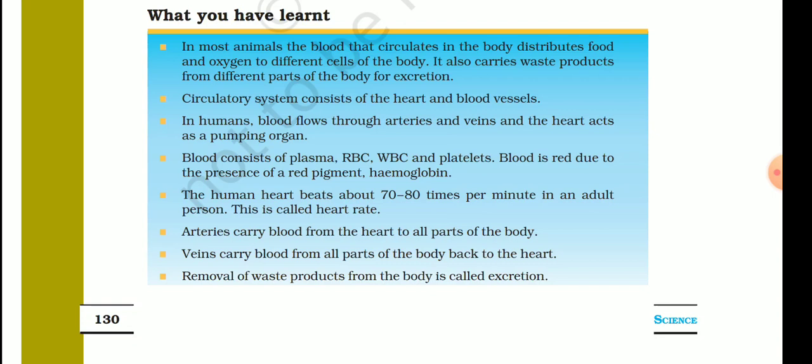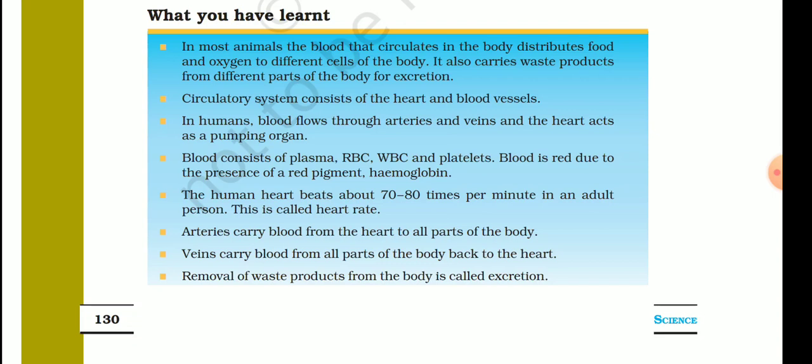Next, human heart beats about 70 to 80 times per minute in an adult person. This is called heartbeat. Average is around 70 to 73 heartbeats. Next, arteries carry blood from heart to all the parts of the body. Veins carry blood from all the parts of the body back to the heart.